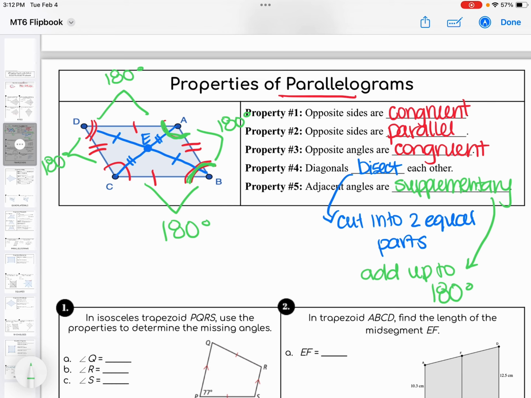So this was just a really quick introduction on quadrilaterals and parallelograms, because that is what the majority of this measurement topic is going to talk about. And in the next video, I'm going to talk about a couple of different types of parallelograms.